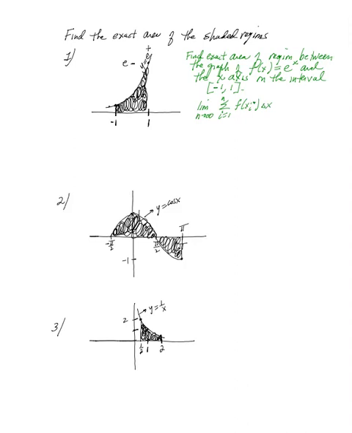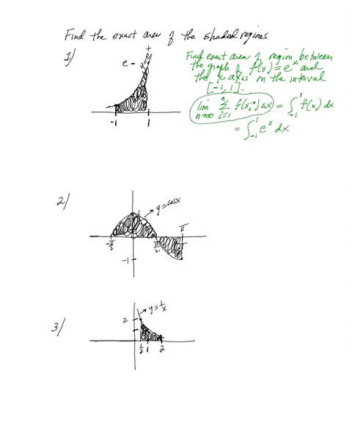The limit of a sum is a definite integral. Definite integral from what? -1 to 1. And what is my f of x in this problem? It's e to the x. So, to find the area of the shaded region, I just need to evaluate the definite integral from -1 to 1 of e to the x dx. That's what this notation means.